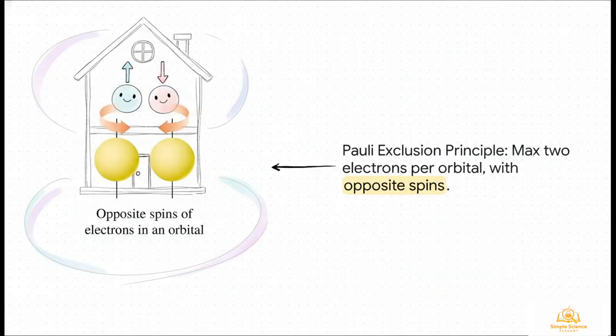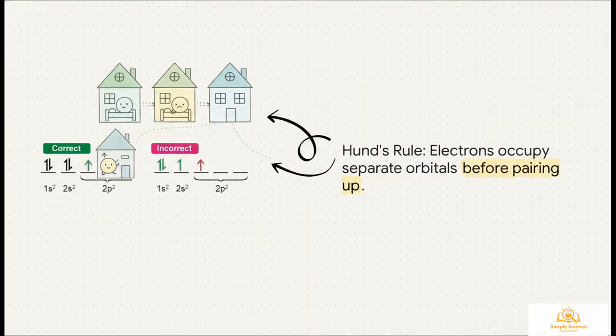Okay, rule number 2, the Pauli Exclusion principle. Any given house or orbital can hold 2 electrons, tops. And if you're going to have 2 electrons as roommates, they can't be exactly the same. They have to have opposite spins, which we show with one little arrow pointing up and the other pointing down. And finally, there's Hund's rule. This is all about personal space. When you get to a neighborhood like the P sublevel, which has 3 houses all at the same energy level, electrons will each take their own empty room before they even think about pairing up. It makes perfect sense, right? Everyone wants their own room if they can get it.